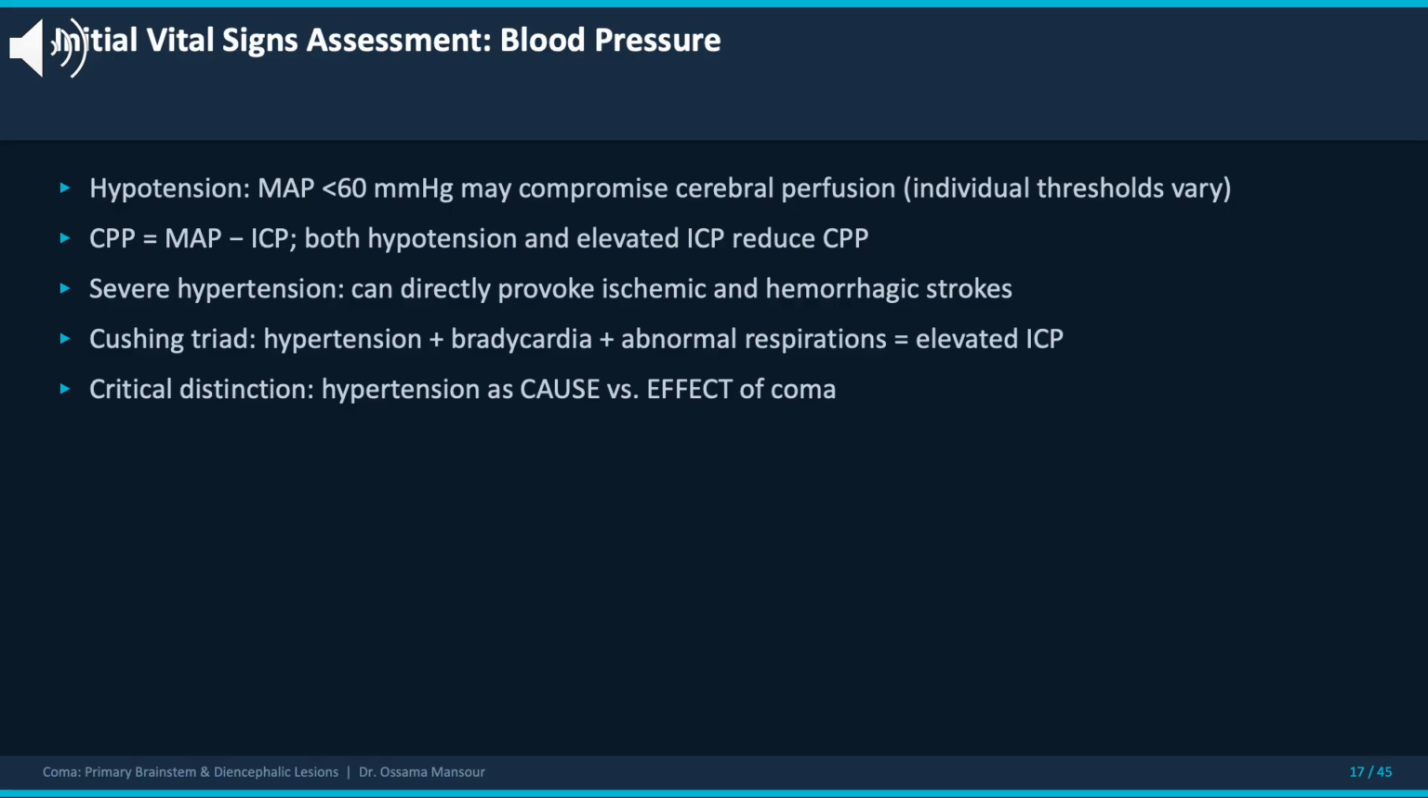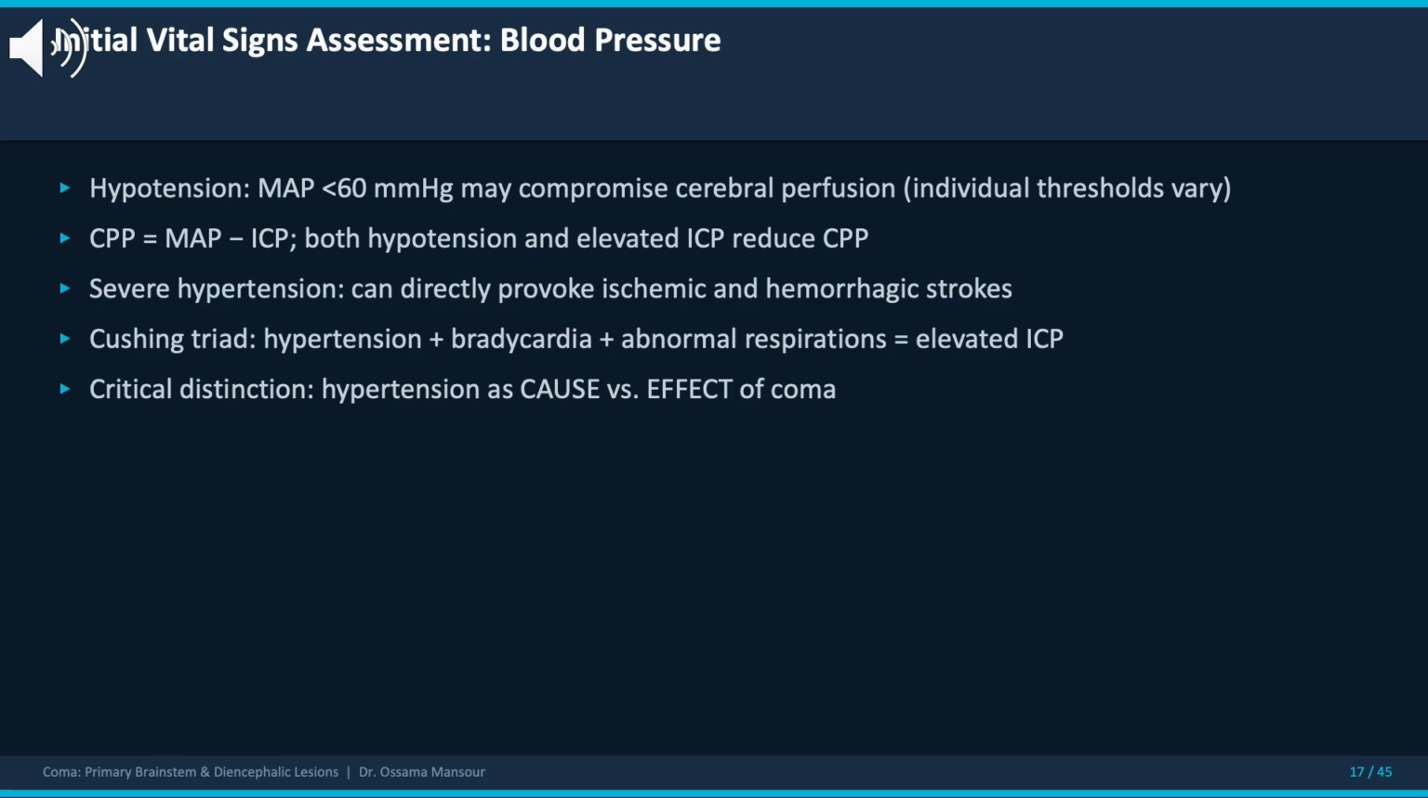A previously hypertensive patient may require higher MAP to maintain adequate cerebral perfusion. The key concern with hypotension is cerebral perfusion pressure, calculated as MAP minus intracranial pressure. When MAP falls too low or when intracranial pressure is elevated, cerebral perfusion pressure drops, potentially causing ischemic injury.